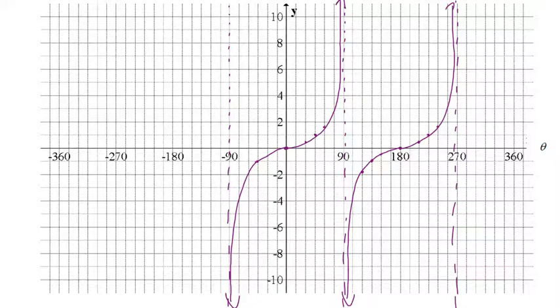Yes. So over here it says 90 is undefined. You don't have to say infinite. So that's what undefined is.